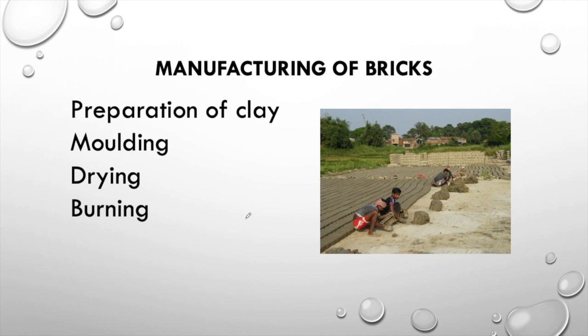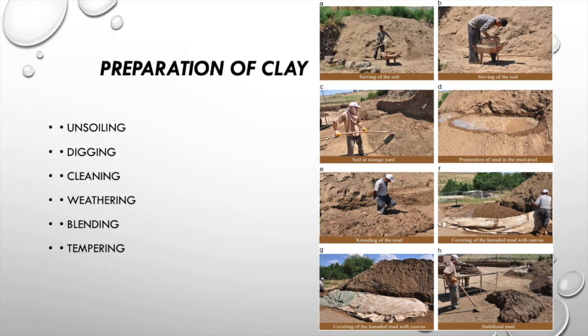Now we will see the manufacturing process of the bricks. There are four processes. First of all, preparation of the clay, molding, drying and burning. We will see these one by one. First of all, preparation of the clay. In the preparation of the clay, these are the sequence of operations: unsoiling, digging, cleaning, weathering, blending and tempering.